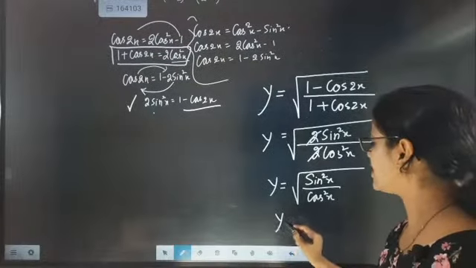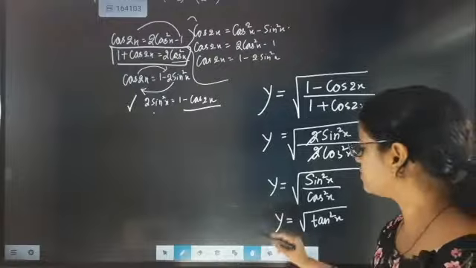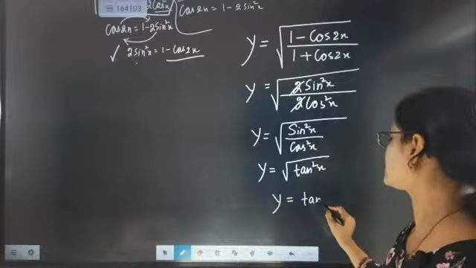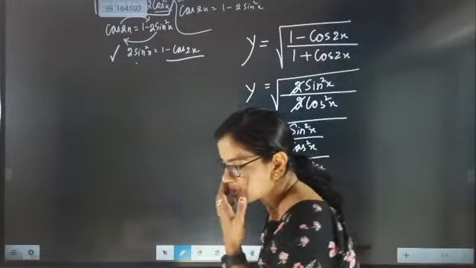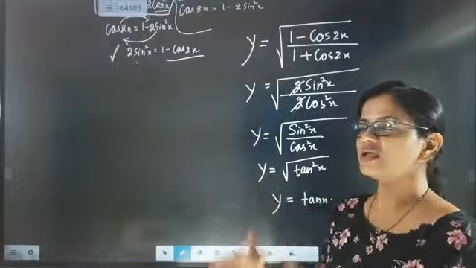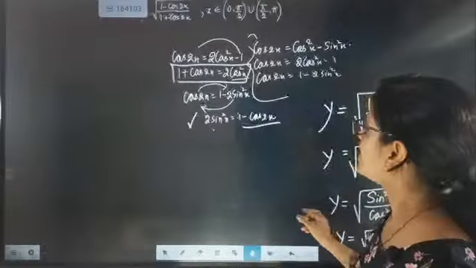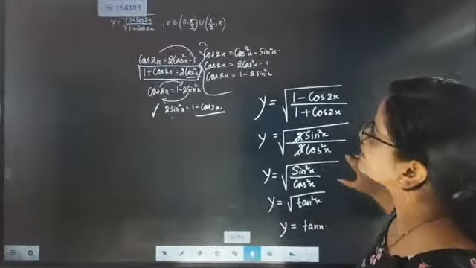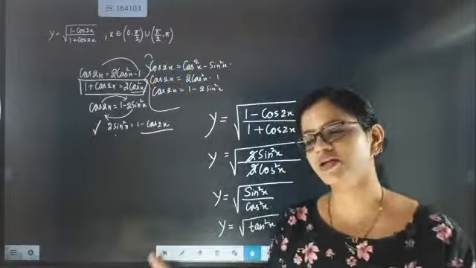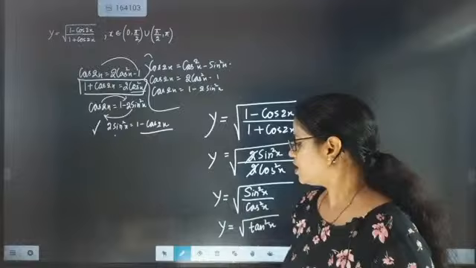So your answer is coming as y equal to root under tan square x. That means y will be equal to tan x. We got y equal to tan x. Once you got y equal to tan x, now stop. Don't start thinking anything. Now we have an interval given to us. That interval is the given interval which is exactly going to divide everything, because questions have to be dealt with like that only.